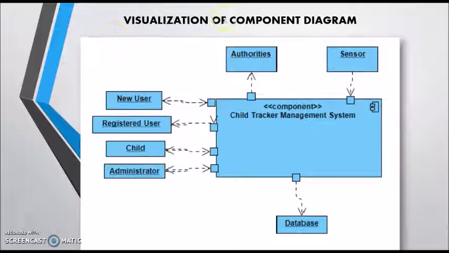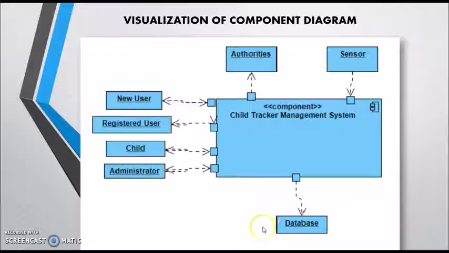So this is our component diagram where it shows the dependencies and interaction between software components. So this is our interface component, child tracking management system. On the left side is all the actors that depend on the interface component. There are new user, registered user, child, and administrator. So it shows the dependency with each other.